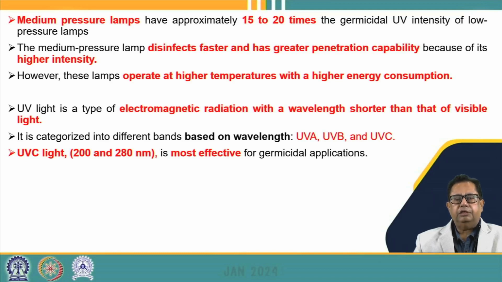So UV light is a type of electromagnetic radiation with a wavelength shorter than that of visible light. It can be characterized based upon the wavelength as UVA, UVB or UVC. UVC light, which has a wavelength from 200 to 280 nanometers, is the most effective for germicidal, or we can say disinfection, purposes.